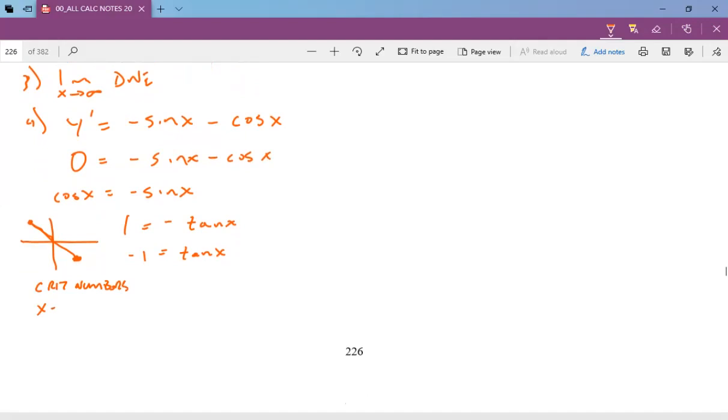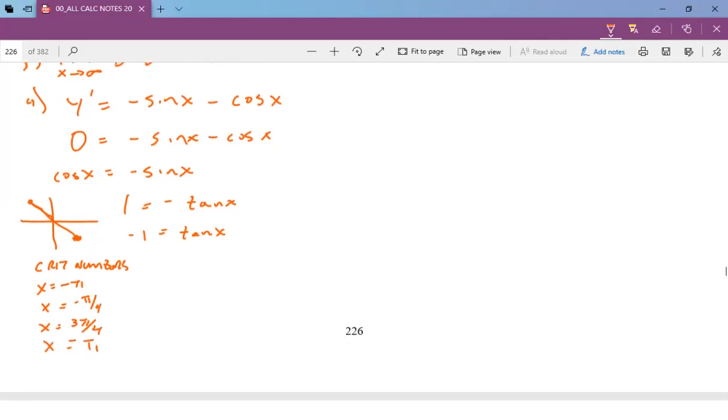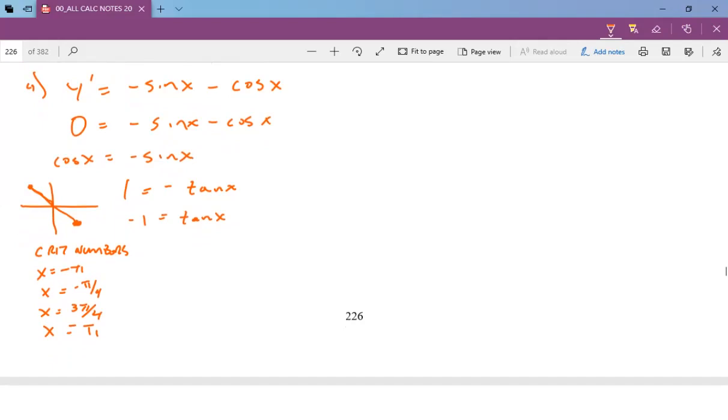We have x equals negative pi. We have x equals negative pi over 4. We have x equals 3/4 pi. X is equal to pi. That first and last one are our endpoints. And if we look at that, let's draw a number line.